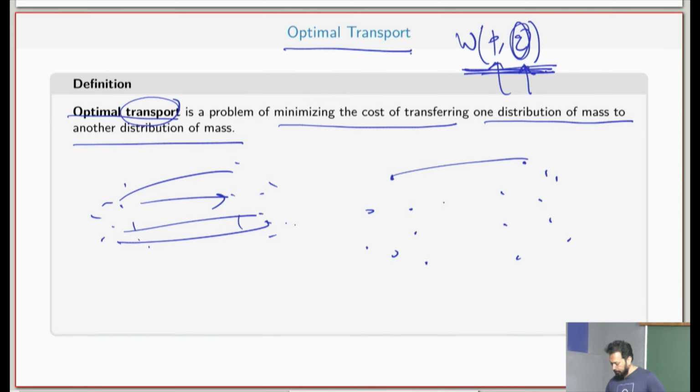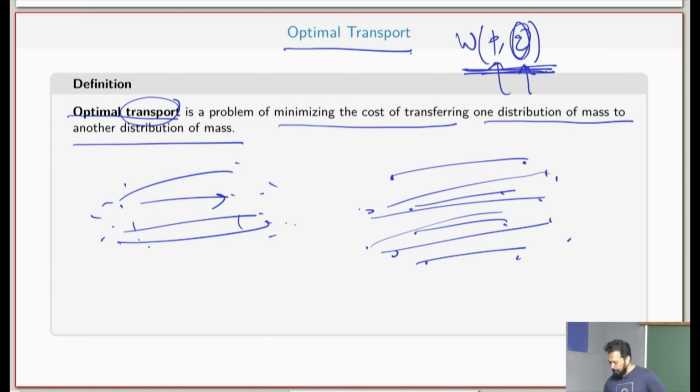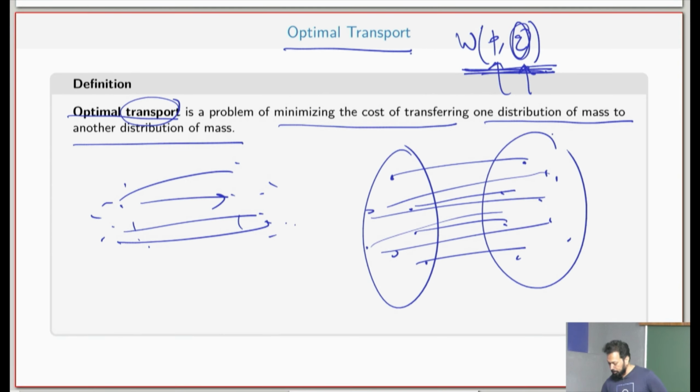So this is not necessarily even a one-to-one assignment problem. You can use methods like the Hungarian algorithm and things like that. There are algorithms that do this optimal matching. Okay, but here it's a bit different. Here it's about even matching the distributions.